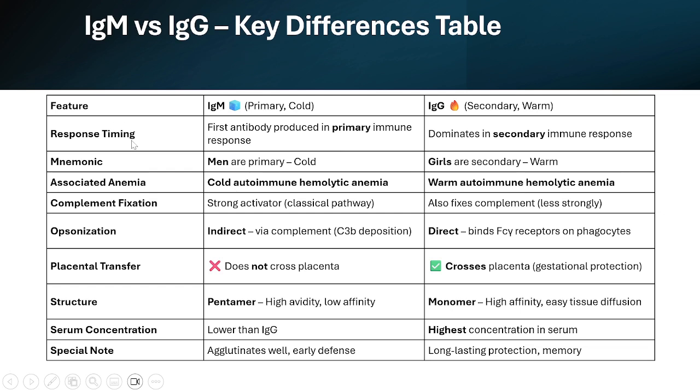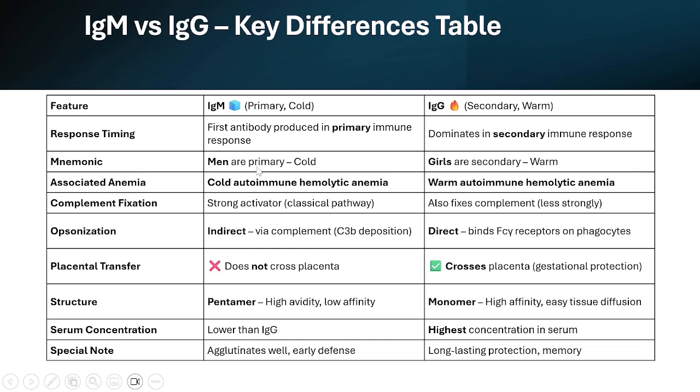For the response timing, since men are primarily produced, for acute infection IgM comes into play and they are the first antibody produced in primary immune response, whereas IgG, girls, they come secondarily, so they dominate in secondary immune response. And talking about the mnemonic, I said that compared to men and girls, girls are comparatively hot. We usually say hot girls, right? So it suggests that girls are hot, so warm autoimmune hemolytic anemia is for IgG and cold autoimmune hemolytic anemia is for IgM.